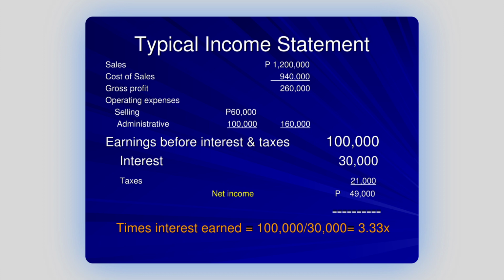That would be your EBIT, which is 100,000, no? Divided by 30,000 is your interest, no? So, again, anong formula ng times interest earned? That would be your income before interest and taxes divided by your interest. Ano bang ibig sabihin ng 3.33? Or ano bang ibig sabihin ng times interest earned?